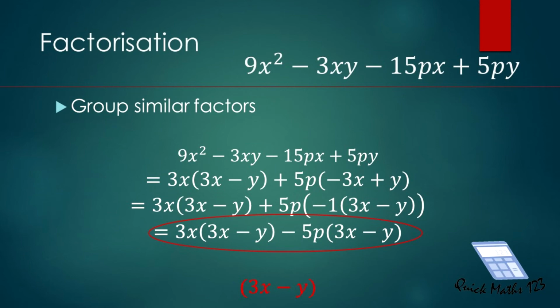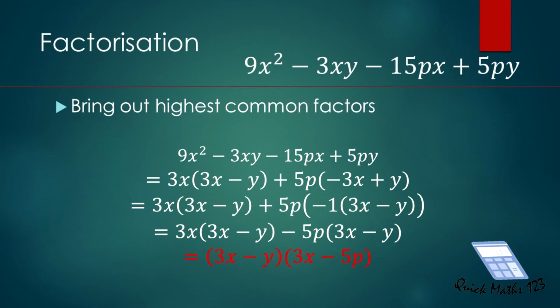Now notice that we have created a common factor 3x minus y. It is then time to bring out this factor again and combine with what's left. We have the final answer: open bracket 3x minus y close bracket, open bracket 3x minus 5p close bracket.